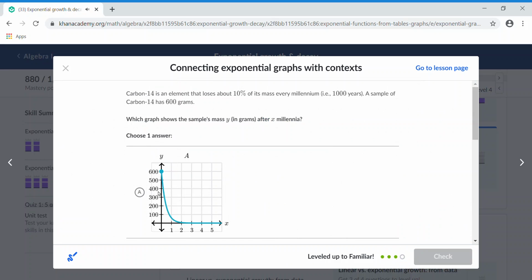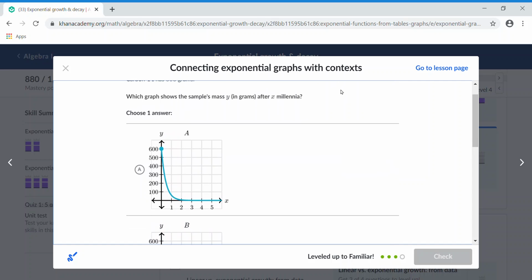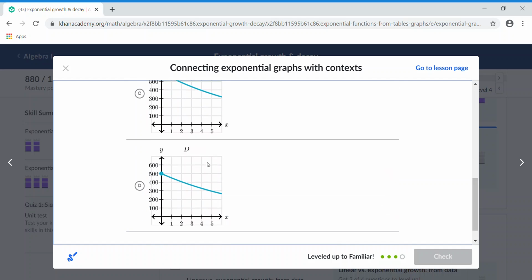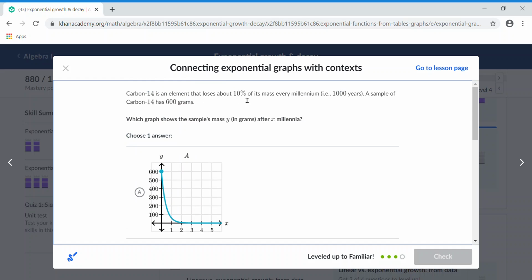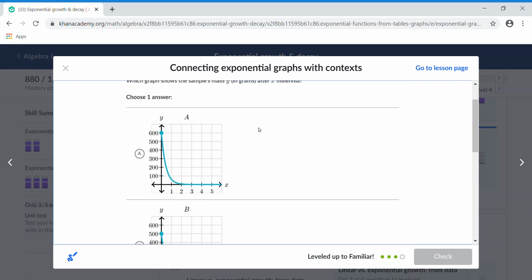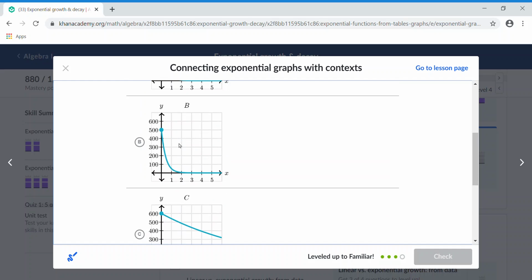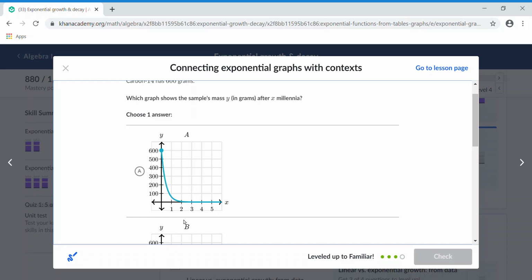Carbon 14 is an element that loses about 10% of its mass every millennium, i.e. 1000 years. A sample of carbon 14 has 600 grams. Which graph shows the sample mass Y in grams after X millennia? So it loses about 10%. Loses, that means it will be a decay problem. So let's see. Its initial value is 600 grams. So 600, this has 500, this has 600, this has 500. So C and A have both 600.